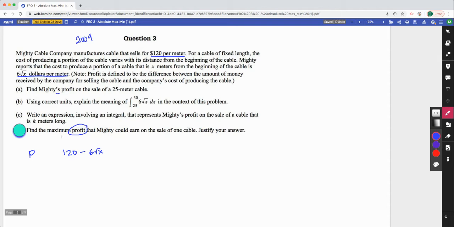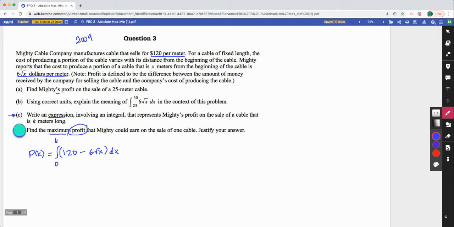So first of all, before you do this question D, most probably you're going to solve question C and write an expression involving an integral that represents Mighty's profit on the sale of a cable that is k meters long. So you're going to figure out this expression, the integral from 0 to k of 120 minus 6√x dx, as your profit function P of k here, okay? So this is what you're going to find in question C, your profit function. And then you'll figure out in question D the maximum profit possible here.